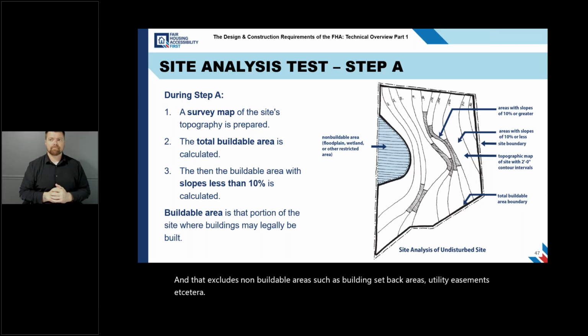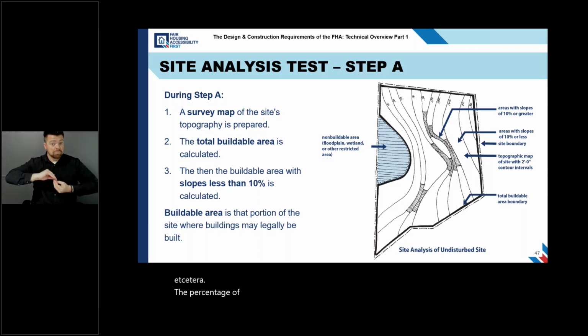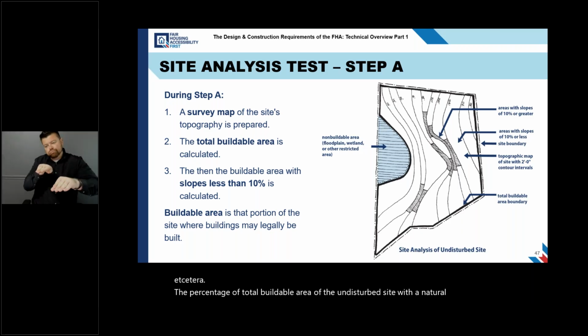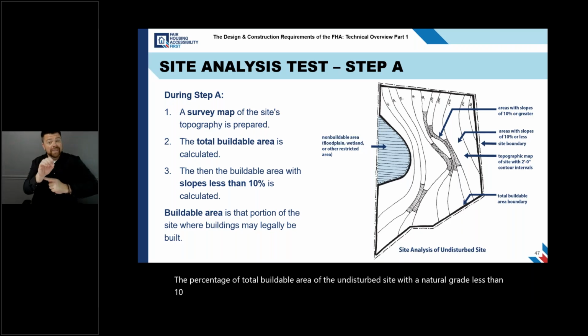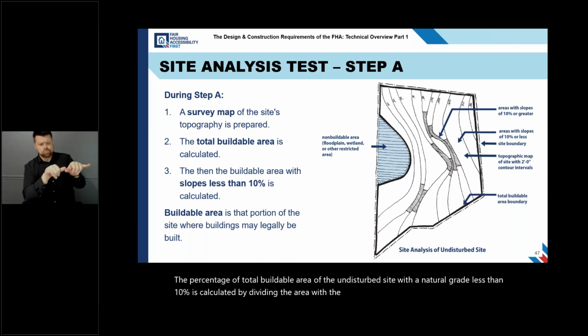The percentage of total buildable area of the undisturbed site with a natural grade less than 10% is calculated by dividing the area with the slope less than 10% by the total buildable area.